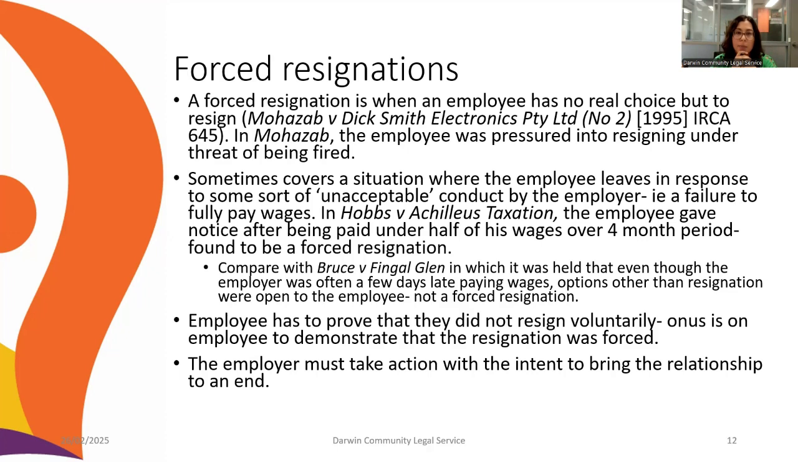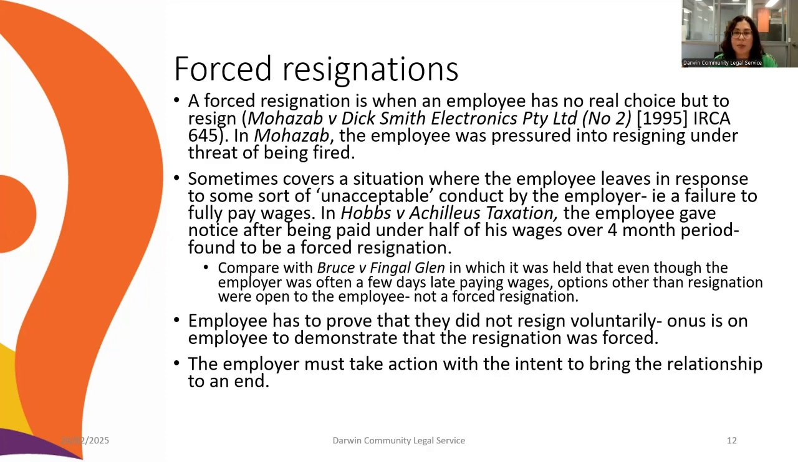The case I put up on the slide is the key one here. In that case, an employee was pressured into resigning under the threat of being fired, basically. That conduct is actually picked up in the explanatory memorandum. It's a pretty old case, and so was front of mind when that part of the Fair Work Act was being drafted.